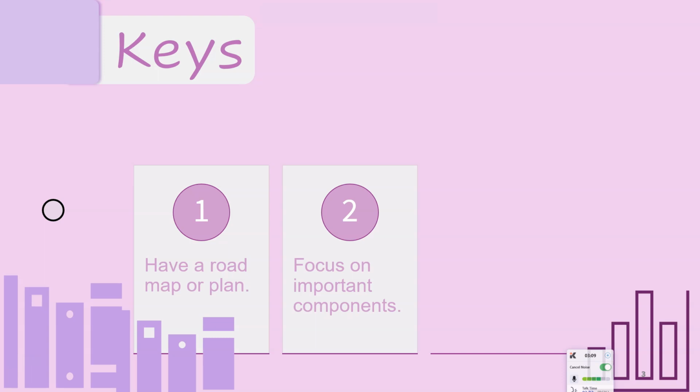Number 2 is focus on the important components. Like I said, it's human nature to try to take it all in, try to come up with a big, elaborate plan, but that can get really stressful. And I don't know about y'all, but when I get stressed, I don't want to do anything. I'm just like, okay, this is it, I'm gonna give up. You don't want to stress yourself like that. You're demotivating yourself when you do that.